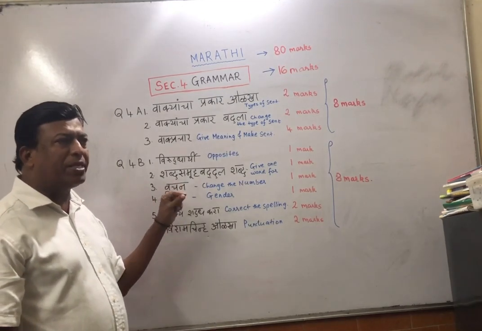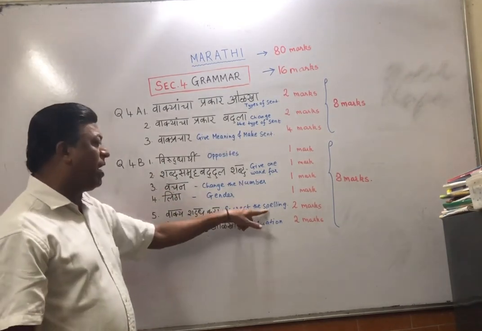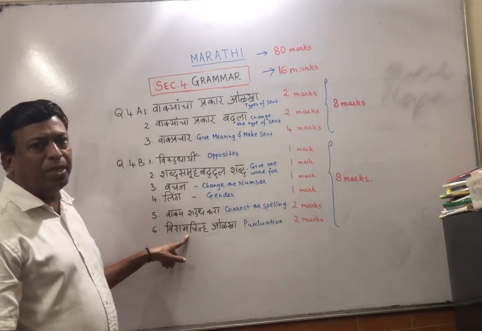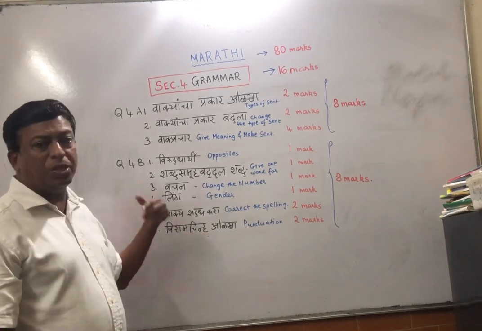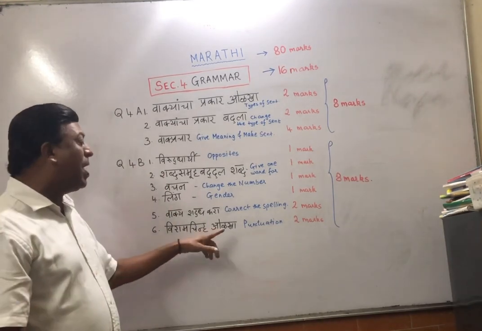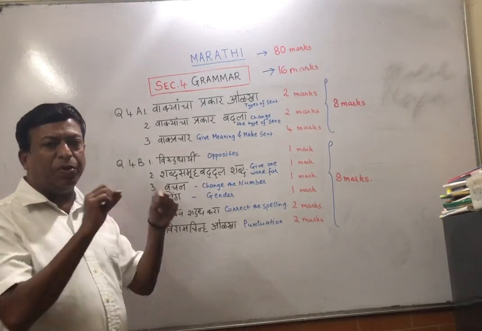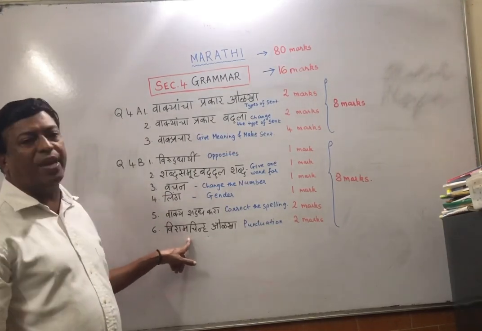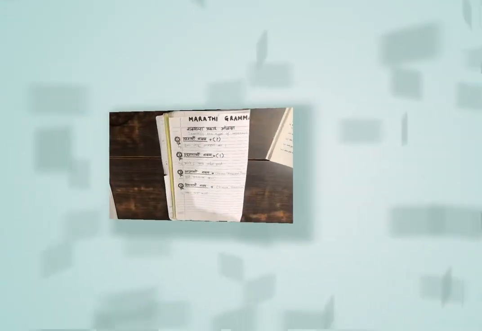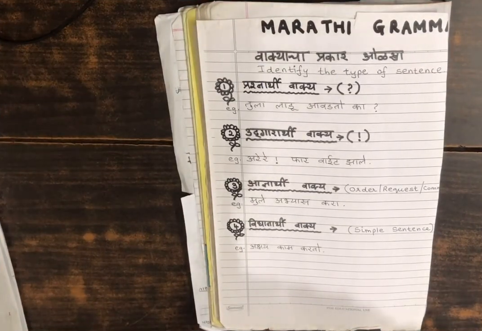There will be spelling mistakes of E and U that you have to correct, 2 marks, and underline that. And Viram Chinna, punctuation. You have to identify the punctuation, whether it's a question mark or an exclamation mark in Marathi. Or sometimes they give you a sentence and you have to add the Viram Chinna. So total 16 marks of grammar. Now, let's start with section 4 grammar.